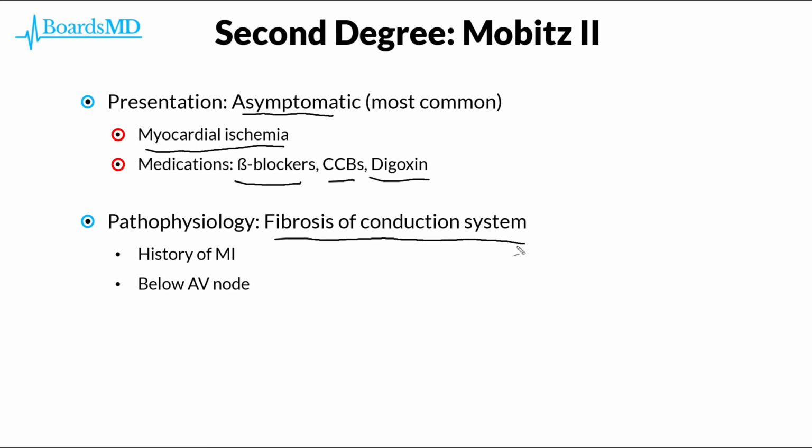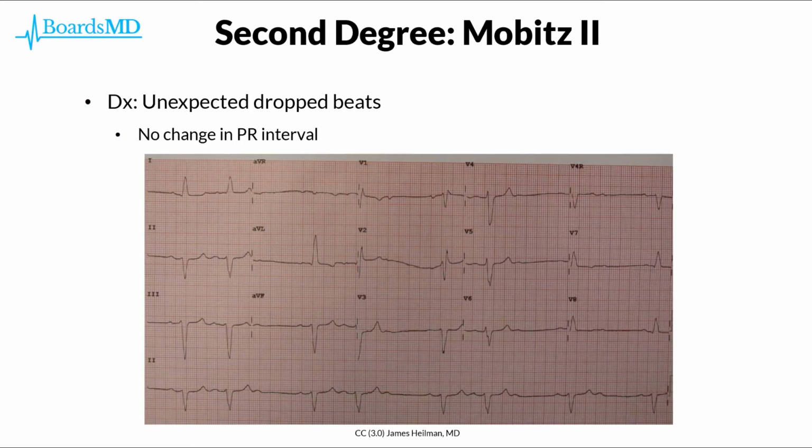This can be seen in patients who have a history of myocardial infarction, as death of the myocardium could ultimately lead over time to fibrosis and therefore inhibition of the conduction system. And classically, Mobitz Type 2, unlike Mobitz Type 1, is going to occur below the AV node. The result of this fibrosis below the AV node in our patients with Mobitz Type 2 is that these patients will have unexpected dropped beats on their EKG.